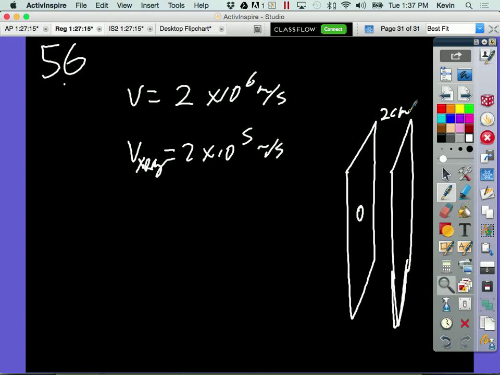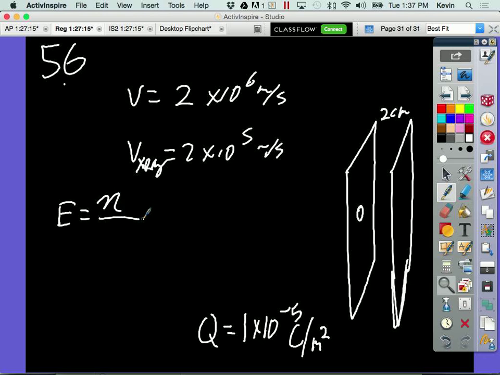So let's see. We charge the plates to 1 times 10 to the minus 5 coulombs per square meter. Does the device still work? All right. So to get it to work, what do we have to do? We have to use that equation. We know that this is the electric field, and we're going to need to stop it.